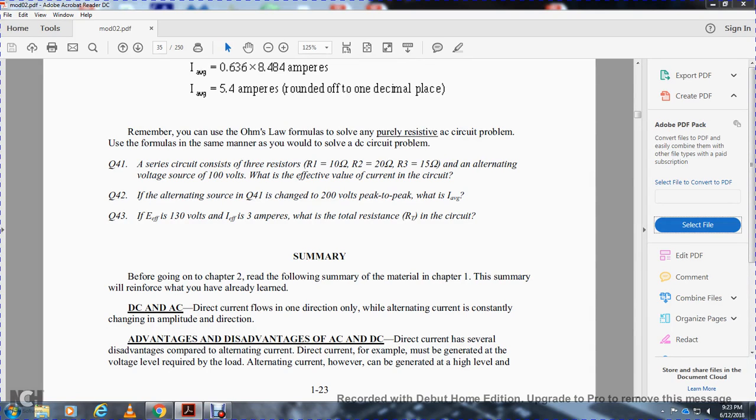Alright, Chapter 1 Summary. Before going into Chapter 2, read the following summary of the material. The summary reinforces what you have already learned.